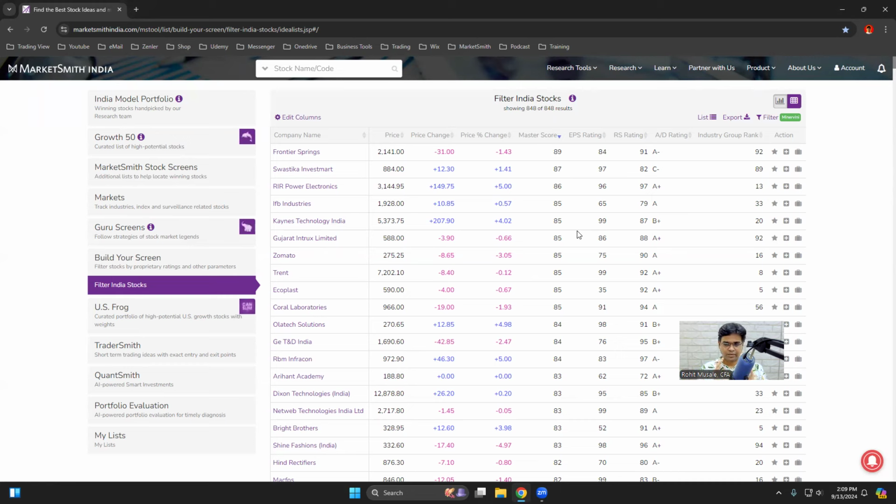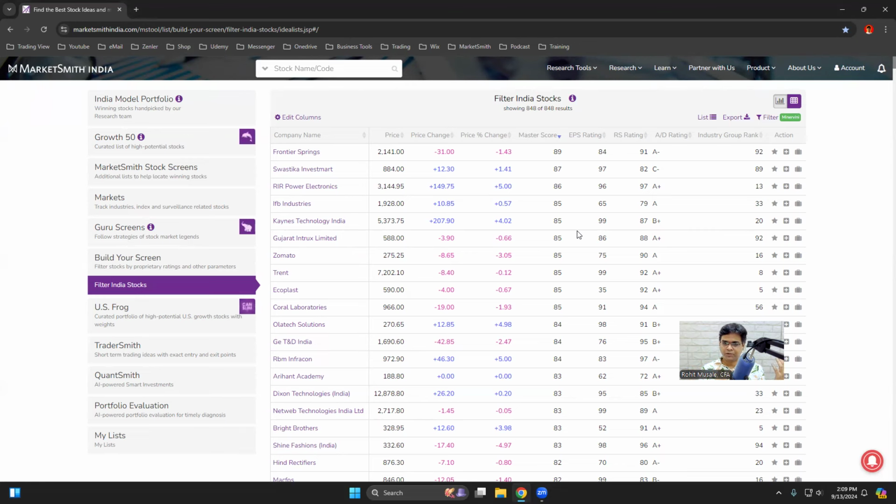If you are scanning stocks every single day, trying to find out what stocks to buy tomorrow, well, then 848 is too much of a list to scan. You cannot look at 848 stocks every day. So you need to filter this further. And that filter is called an overlay screen.